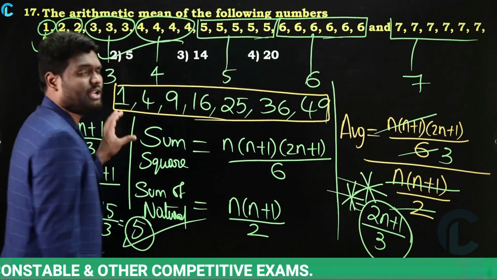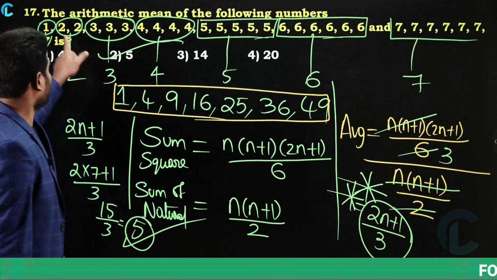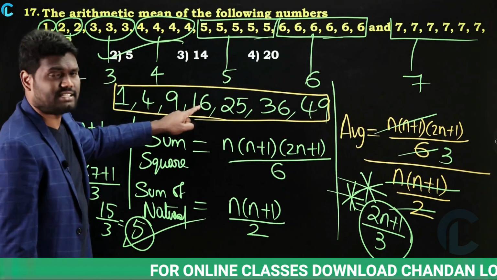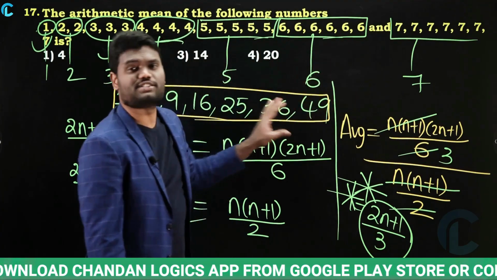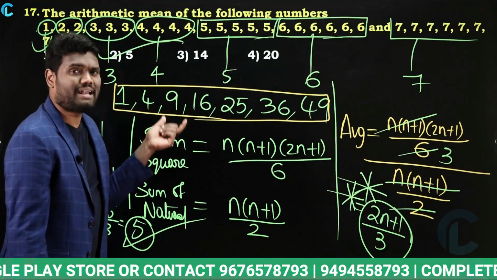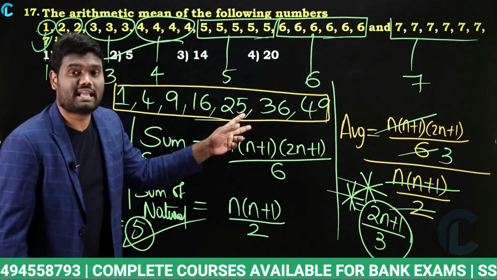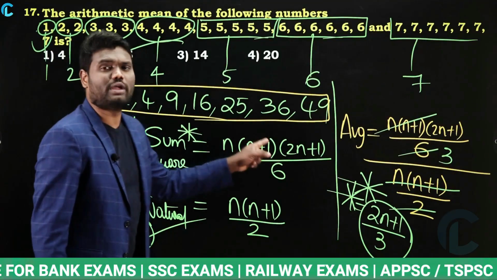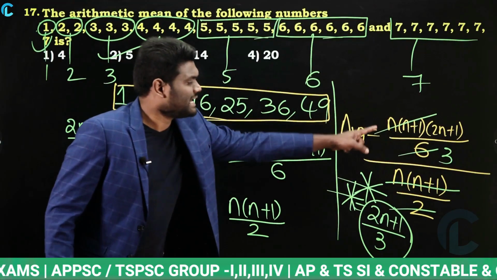Observe here carefully. Again, many of the students get a doubt. Look here, 1 is 1. Now 2 2s is 4, 3 3s is 9, 4 4s is 16, 5 5s is 25, 6 6s is 36, 7 7s is 49. Which means the sum of numbers is 1 plus 4 plus 9 plus 16 plus 25 plus 36 plus 49. Now these look like squares. That is the reason I am applying the sum of squares of n natural numbers formula, n into n plus 1 into 2n plus 1 by 6, divided by number of numbers, since average is sum of numbers divided by number of numbers.